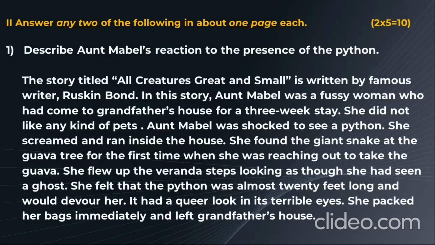The story titled All Creatures Great and Small is written by the famous writer Ruskin Bond. In this story, Aunt Mabel was a fussy woman who had come to grandfather's house for a 3 week stay. She did not like any kind of pets. Aunt Mabel was shocked to see a python. She screamed and ran inside the house. She found the giant snake at the guava tree for the first time, and when she was reaching out to take the guava, she flew up the veranda steps looking as though she had seen a ghost.